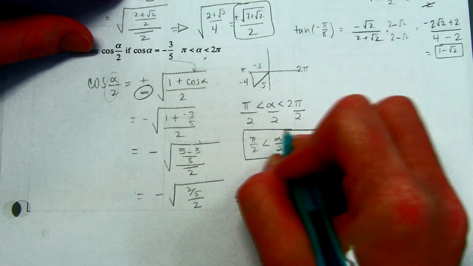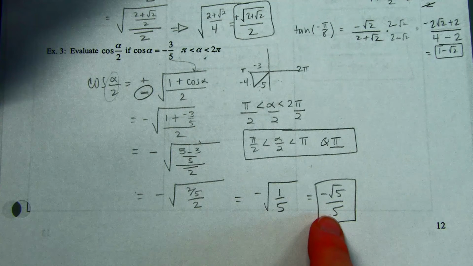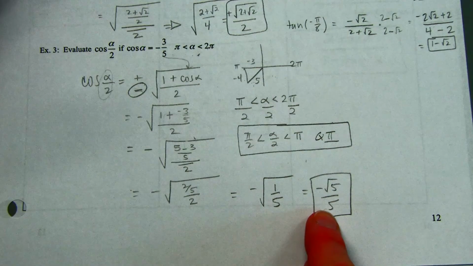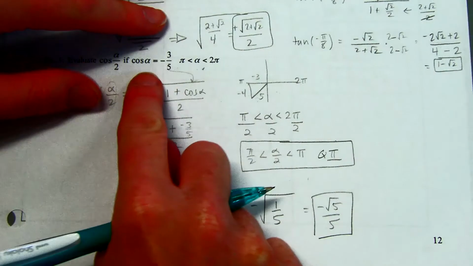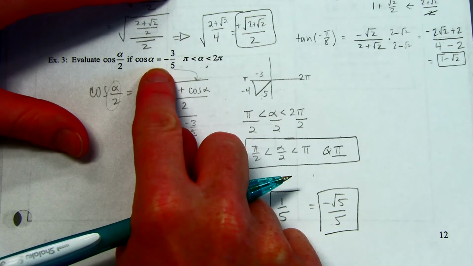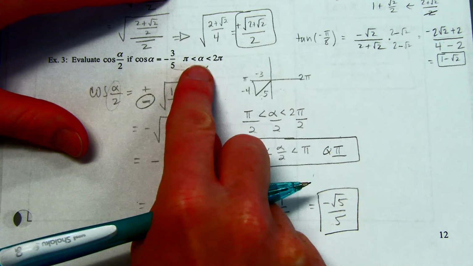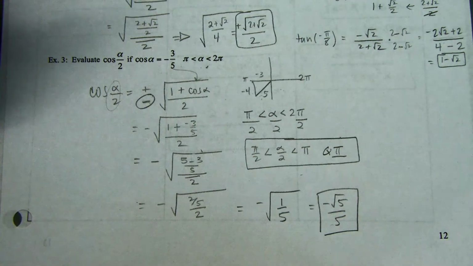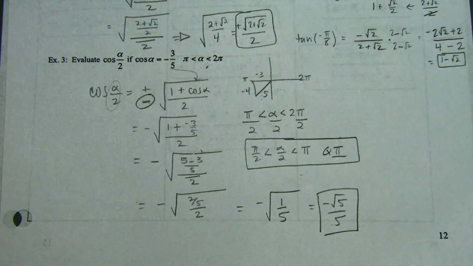Well, the good news is that, should I still be negative? Is the cosine positive or negative in quadrant 2? Negative. It's negative. Okay, so it's not because of alpha being negative. It's because alpha over 2 is in quadrant 2. But sometimes if it's in quadrant 4 or something, would you change the sign? Yeah, you would change the sign.